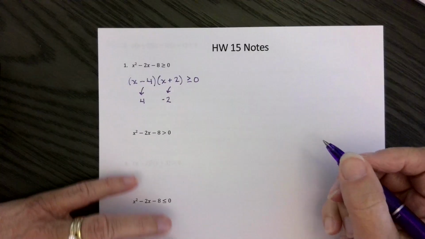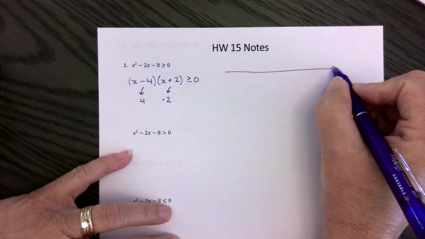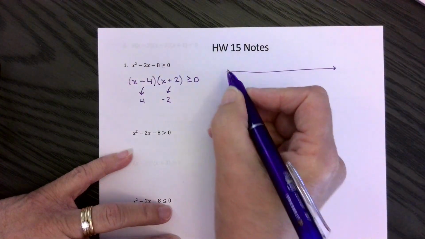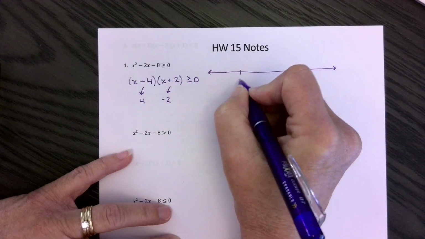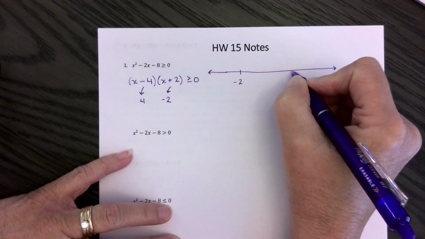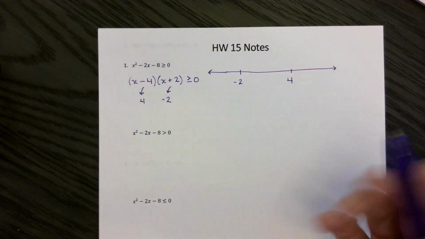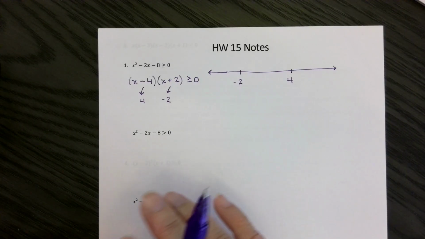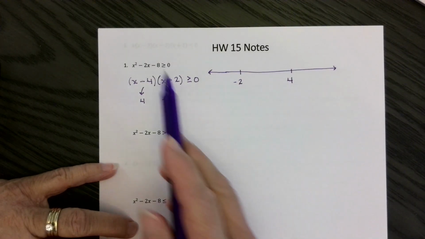All right, so we're going to put this on a number line. I'm going to make them a little bit longer than I usually do. Negative 2 goes here. Negative 2 goes on the left, 4 goes on the right. Okay, now, this is going to be intervals. All right, we've got to find our interval notation for this solution here.